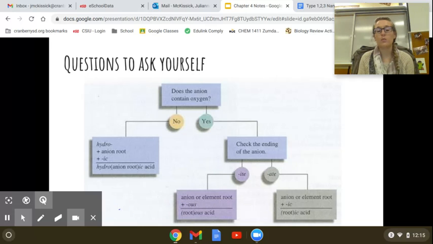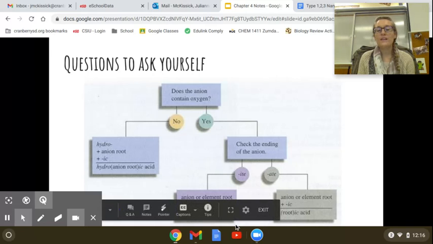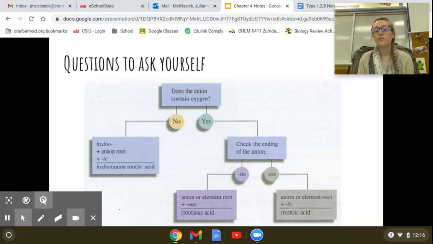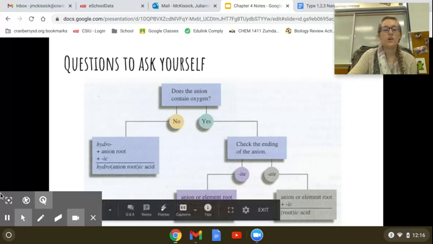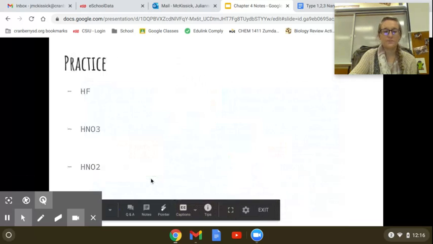So we're just going to take the root name and add OUS, and then add the word acid, as we see down here. And if it is ATE, we're going to add the IC suffix to the ending, and then the word acid. So I have the root word, IC, and then acid. No hydro if it contains an oxygen atom. Okay? Now seriously, on the next slide, we're going to do some practice.